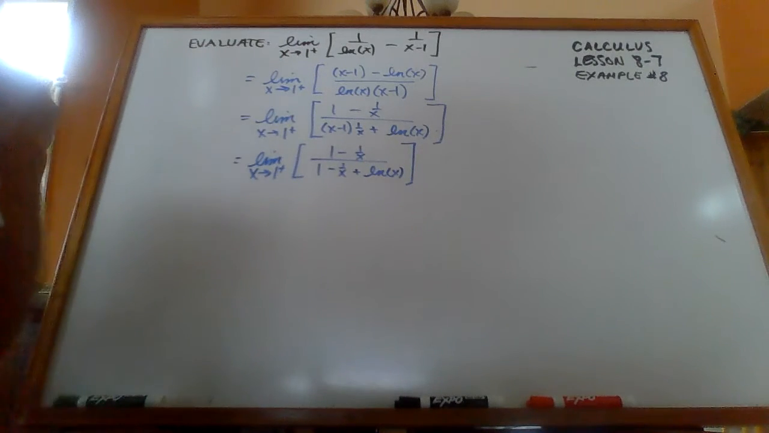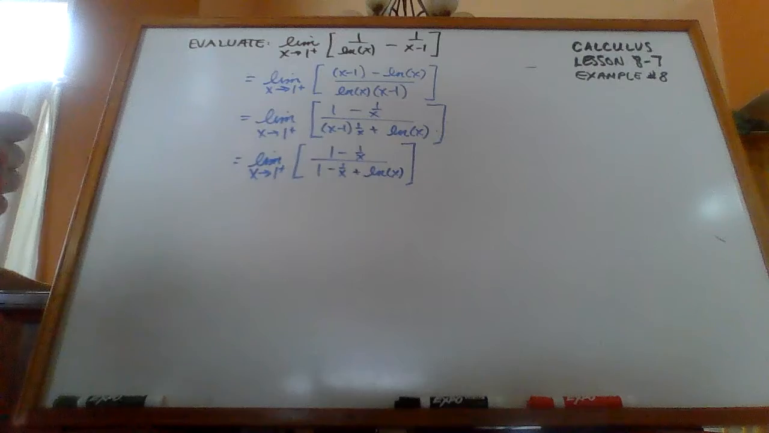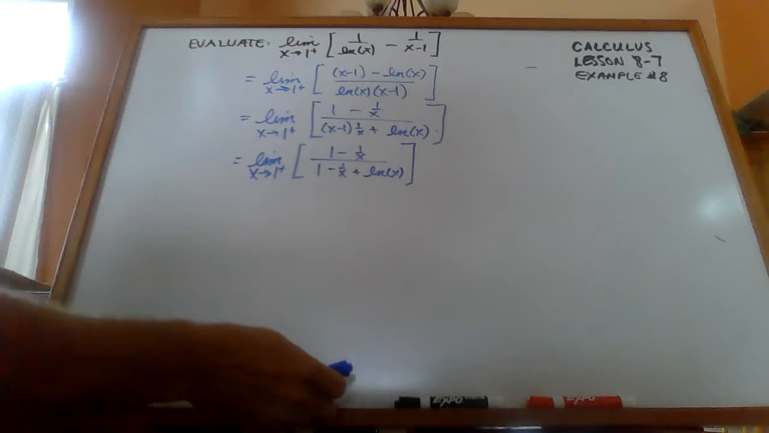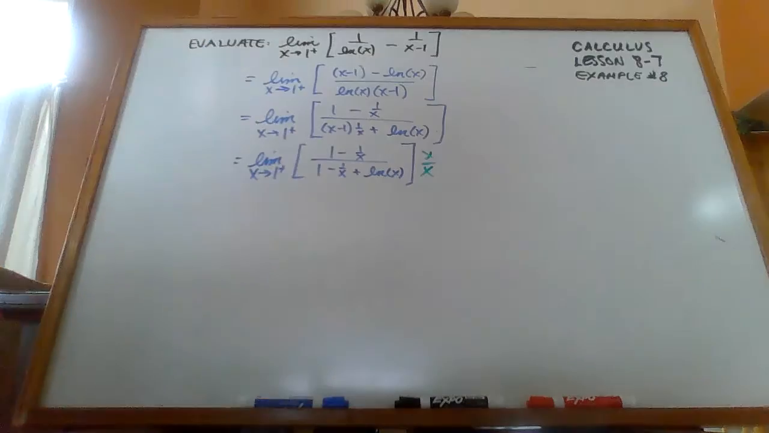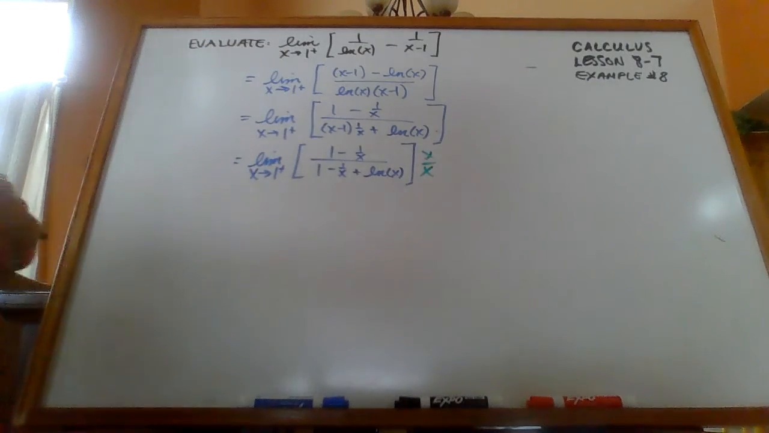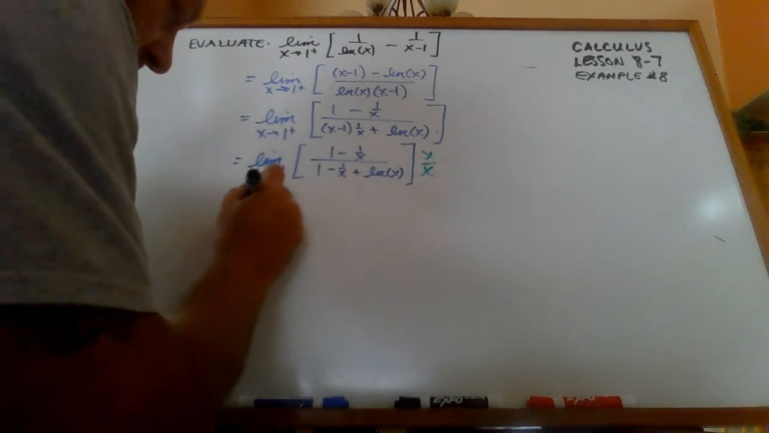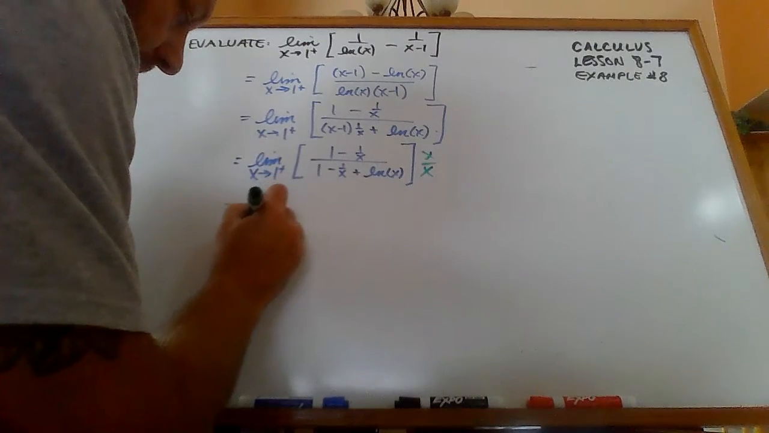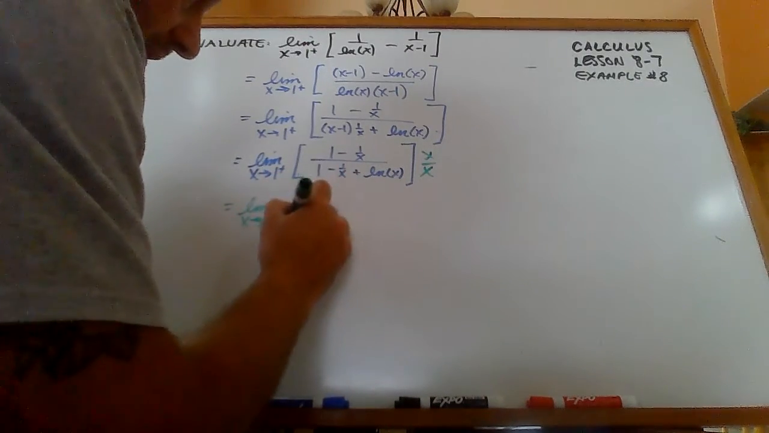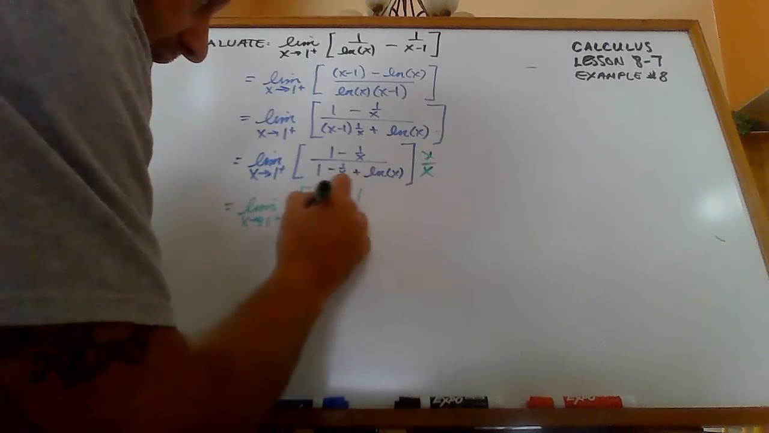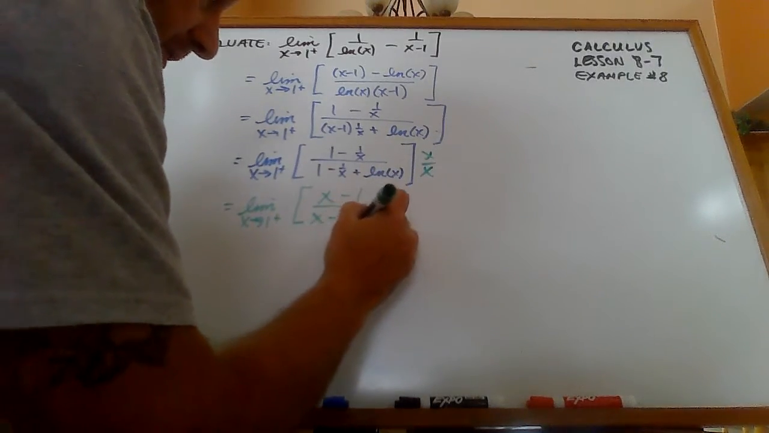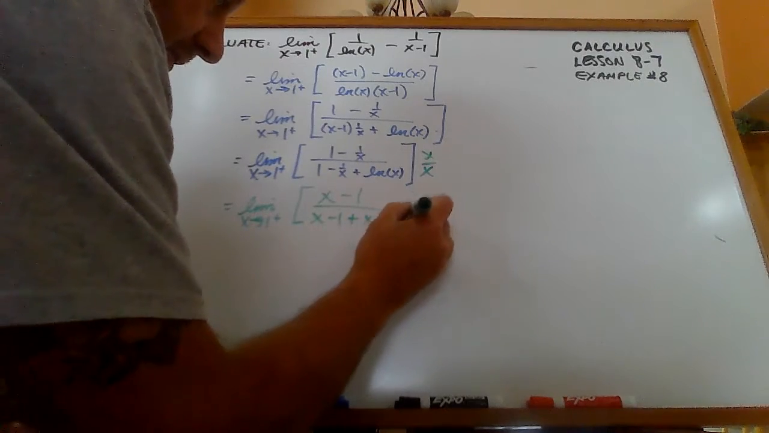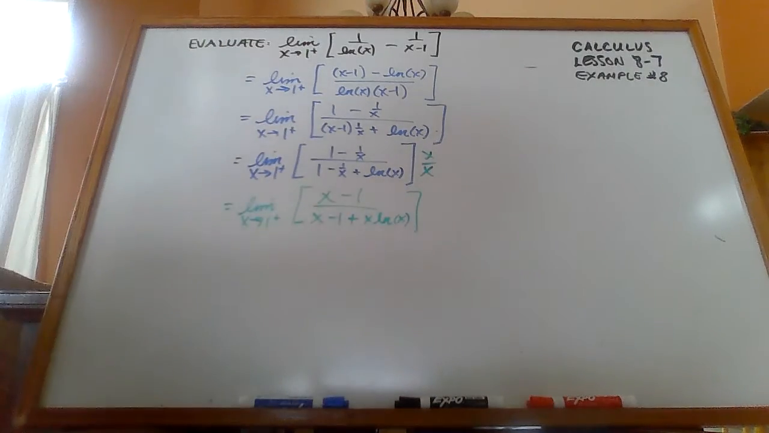The next thing that I'm going to do is take this whole thing and multiply it by x over x. Remember, that's 1. It doesn't change the value of this thing at all. It's going to simplify this thing a little bit, though. So I'm going to get x minus 1 on the top. I'm going to get x minus 1 plus x natural log of x on the bottom.